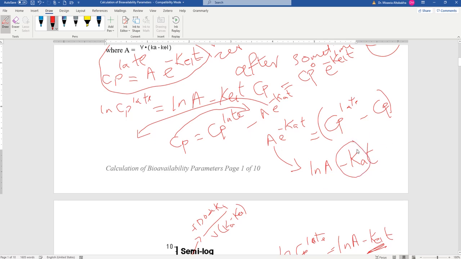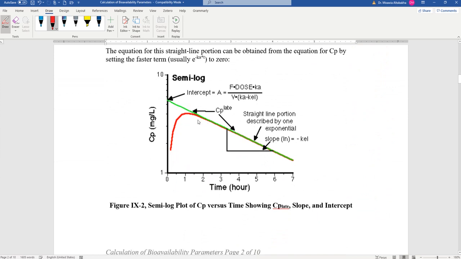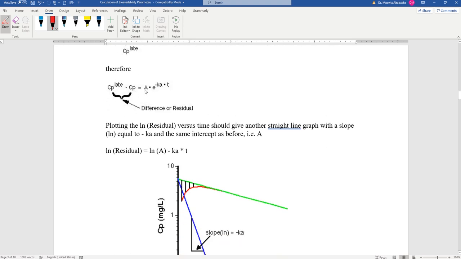And here شو في عندنا now? Let's see. Okay. So as we discussed, this is the real concentration. The green one is the CP late from which we calculated actually اللي هو ال KL. The intercept is A. Okay, here CP late ناقص CP will be A في E أس minus KA في T. طبعا as I said, at late time the difference is 0, so you have 0 this one, because the absorption process has ceased.